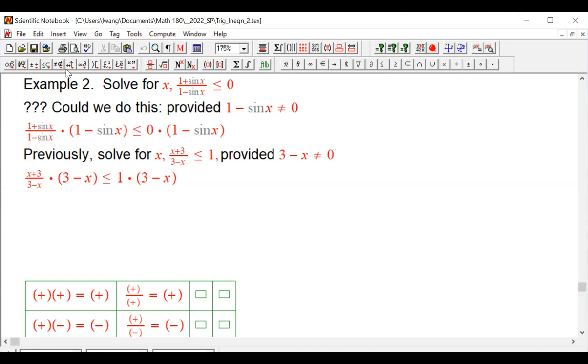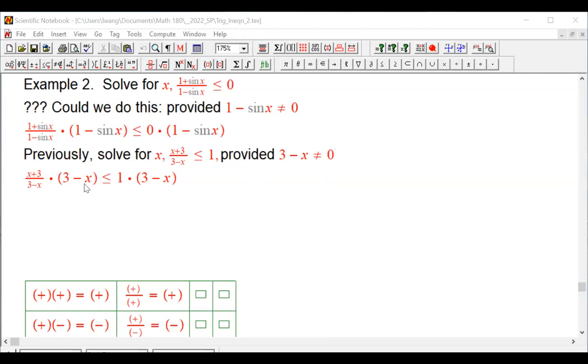Can we multiply that on both sides by 3 minus x? Can we multiply on both sides by a quantity that's not equal to 0? Can we do that? I want you to think about it. Maybe you would like to pause and think about it.